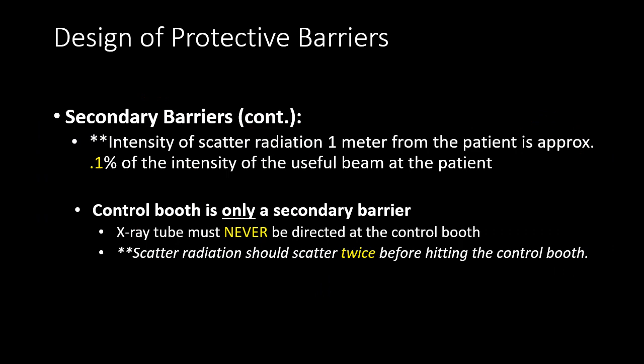For secondary barriers, the intensity of scatter radiation 1 meter from the patient is approximately 0.1% of the intensity of the useful beam at the patient. The control booth is only a secondary barrier. The X-ray tube must never be directed at the control barrier. So scatter must scatter twice before hitting the control booth.